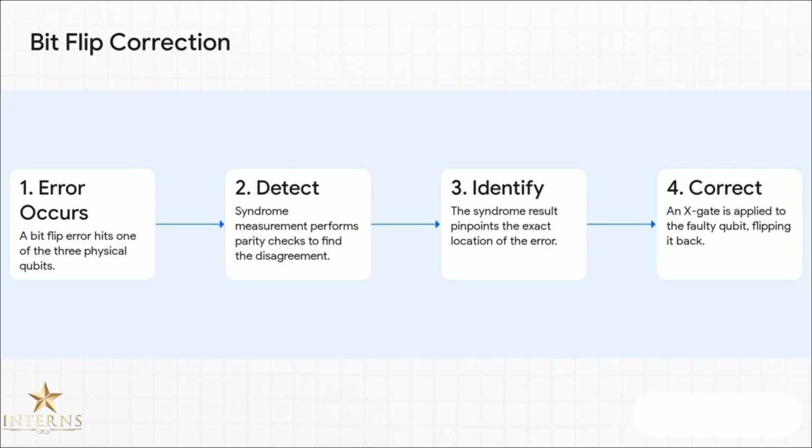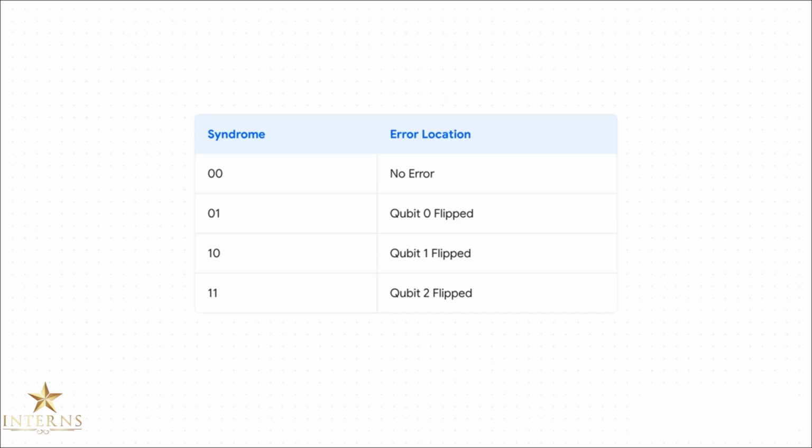Problem solved. And check this out. This table is basically our decoder ring. It shows you just how powerful that signature is. If we get a syndrome of 0, 0, it means all clear, no error. But a result like 1, 0 instantly tells us, aha, the problem is with qubit 1. There's no guesswork. It's a perfect diagnostic tool for our quantum system.